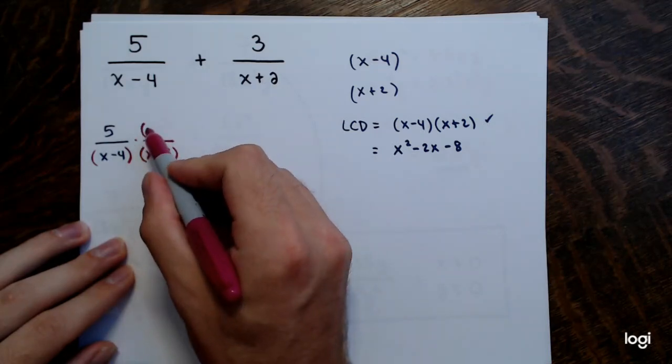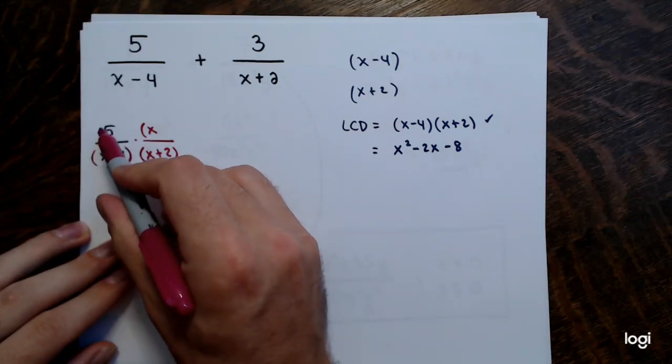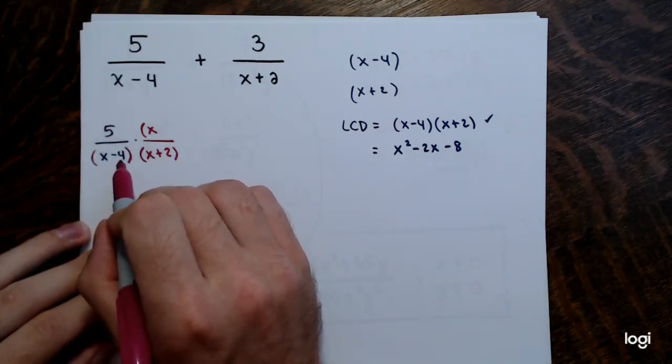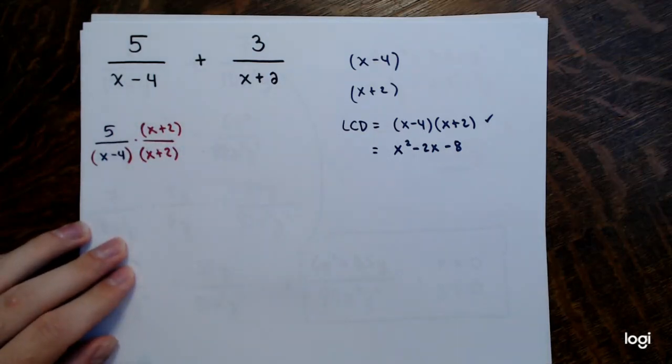And the same for the numerator. I'm going to multiply the numerator, which is only a single term, so I don't need to put parentheses around it. But anything with multiple terms, I'm going to put parentheses around, like this down here. But I'm going to multiply the numerator by the quantity x plus 2 as well.